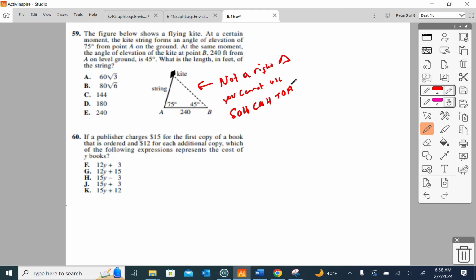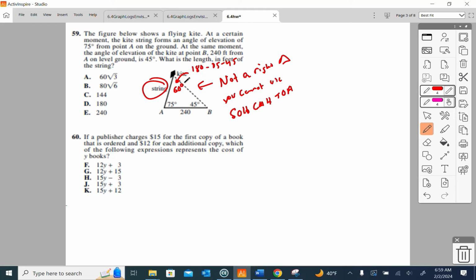Now, what do they want from us in this picture? They want this. One thing I can do is I can figure out how many degrees in a triangle. This angle's got to be 180 minus 75 minus 45. It's 105 minus 45. It's got to be a 60-degree angle.